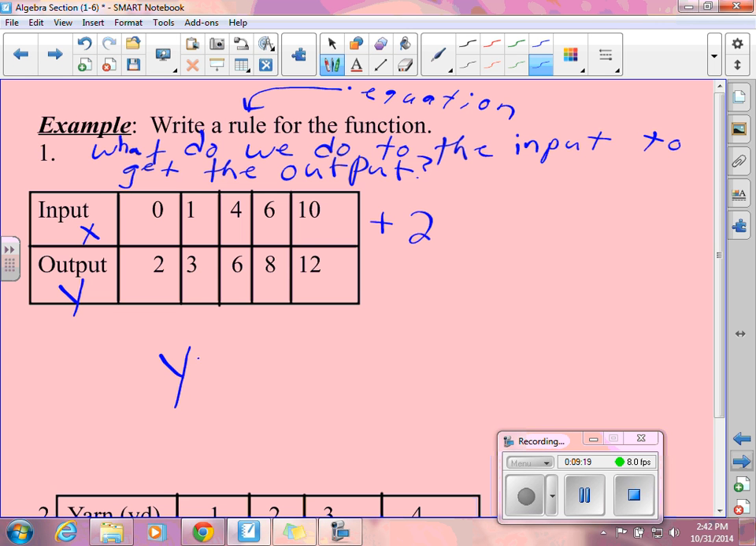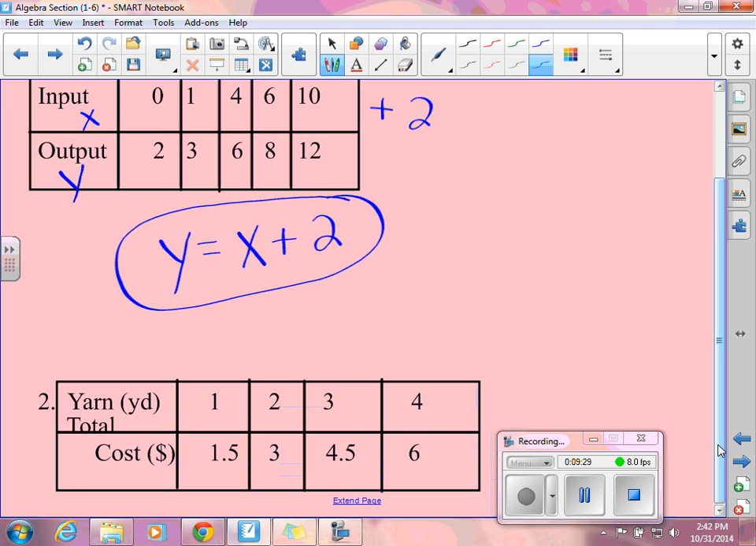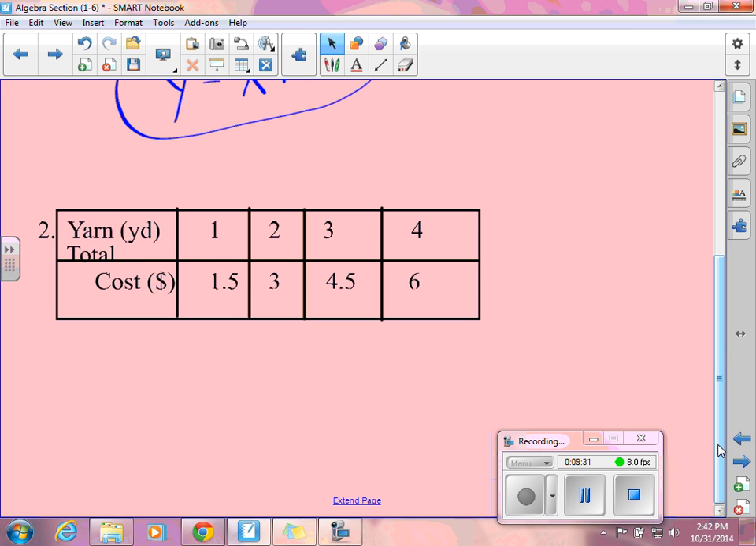You're going to notice with the next one, what do I do to the 1 to get 1.5, 2 to get the 3, 3 to get the 4.5, and 4 to get the 6. Well, if you look at it closely, you're going to notice that I'm going to multiply it by 1.5. Now, if I take a look at the input to the output, my numbers get bigger. So if I know my numbers are going to get bigger, I'm not going to be subtracting. Most of the time, you're not going to divide. So we're going to multiply by 1.5.